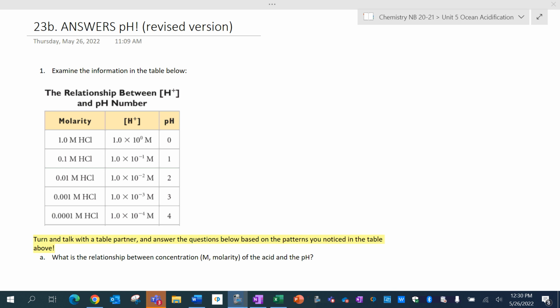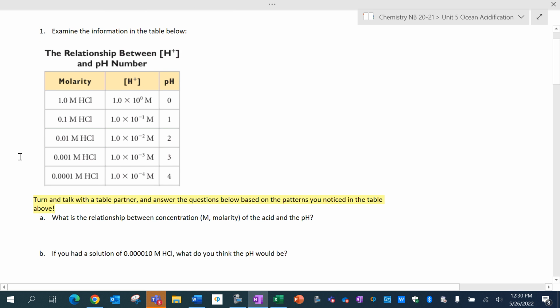Welcome. In this video, we are going to talk about pH and what pH represents mathematically. Like, what does that number tell us? So first, what we're going to do is take a look at this data table.